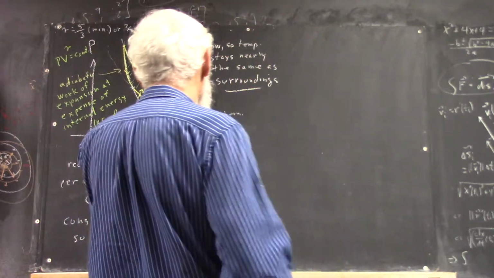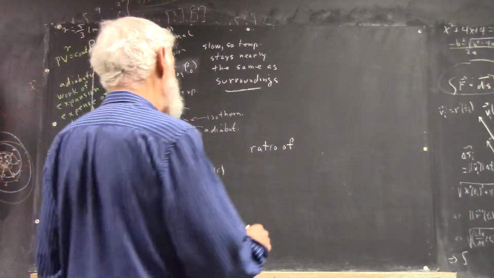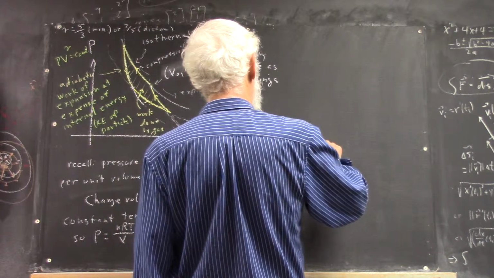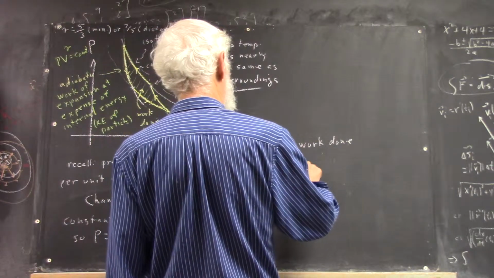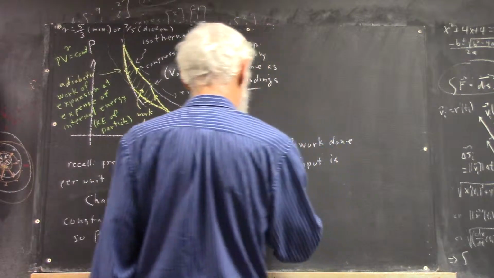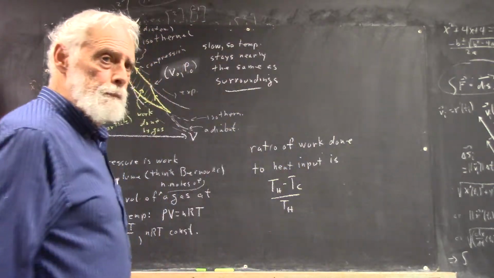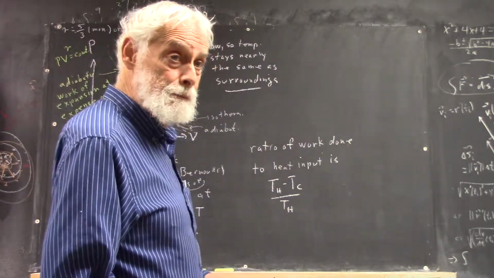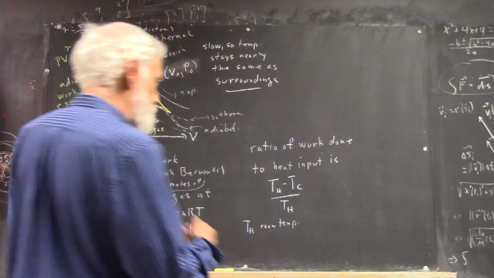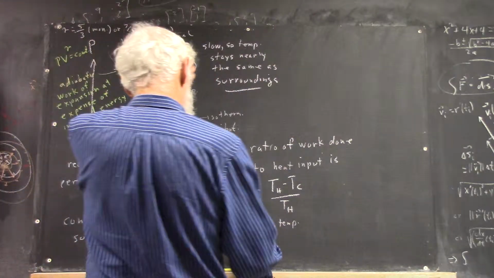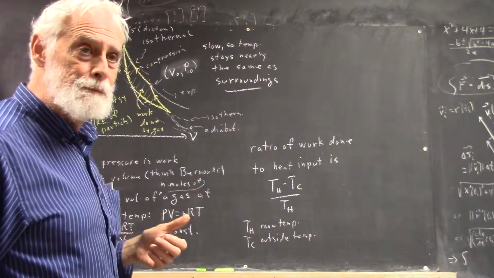And this is a big deal. The efficiency is TH minus TC over TH. TH is the room temperature, the maximum temperature at which this thing operates in the example I gave, and TC is the outside temperature.